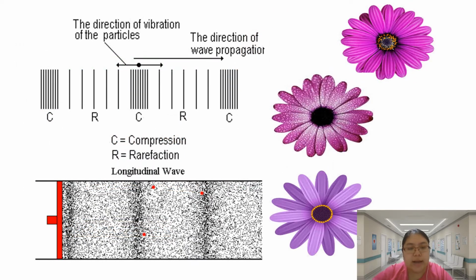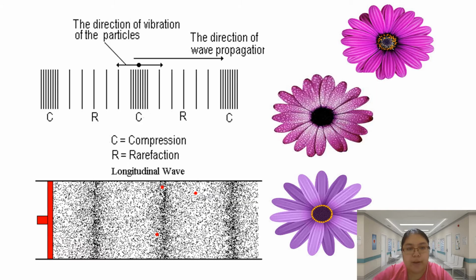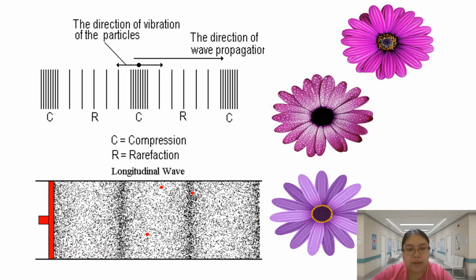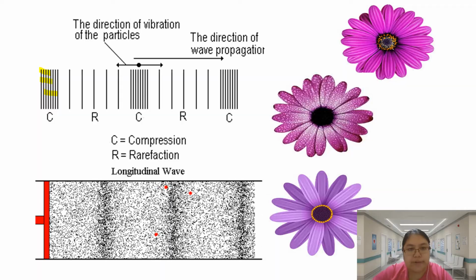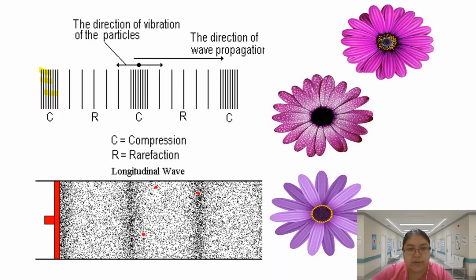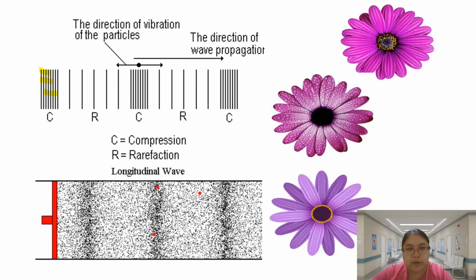This one is another example of a longitudinal wave. So you can see the compression and also the rarefaction. This one, the closer part, is a compression. This one, far away, is a rarefaction. So how does it propagate? The direction is always to the right.